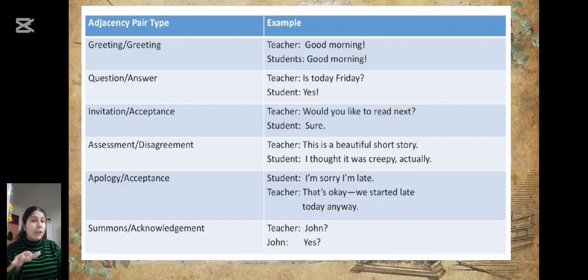Assessment and disagreement. This is a beautiful short story. And the student replies, I thought it was creepy actually. Then apology and acceptance. The student says, I'm sorry, I'm late. And the teacher replies, that's okay. We started late today anyway. Then summons and acknowledgement. The teacher says, John. And John says, yes. So adjacency pair means that the first part produces the expectation for the second part.